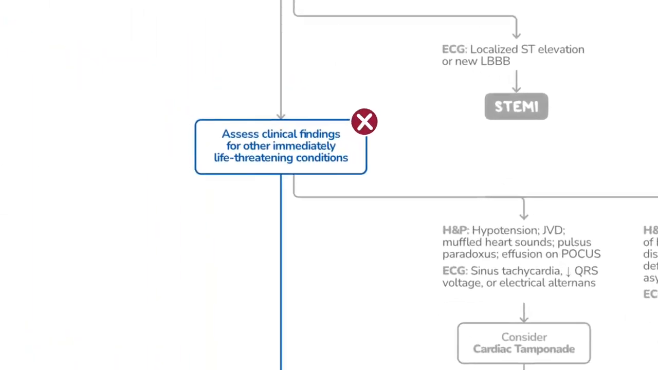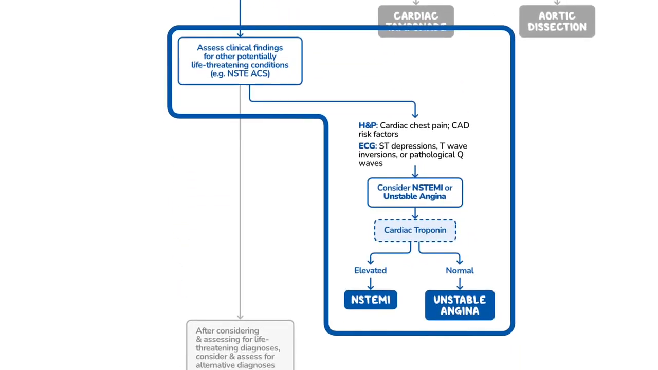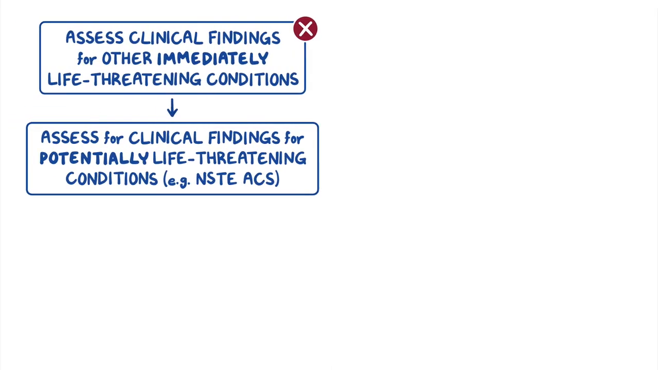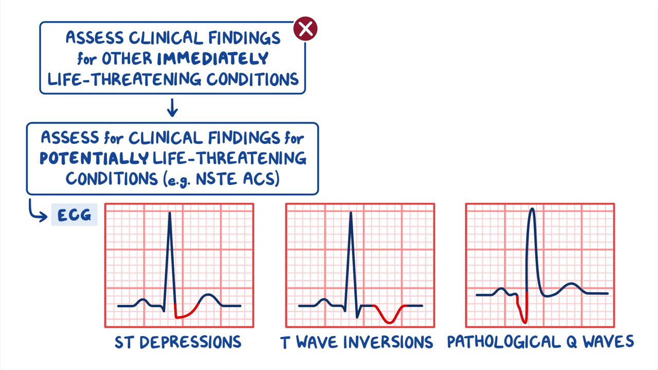Once you've ruled out the immediately life-threatening conditions, it's time to assess clinical findings for potentially life-threatening conditions, like non-ST elevation acute coronary syndrome, or NSTE-ACS. The two types of NSTE-ACS are non-ST elevation myocardial infarction and unstable angina, where there's myocardial ischemia, but no infarction yet. Check the ECG for signs of ischemia like ST depressions, T-wave inversions, or pathological Q waves. Keep in mind that some cases of NSTE-ACS may not show any ECG abnormalities.